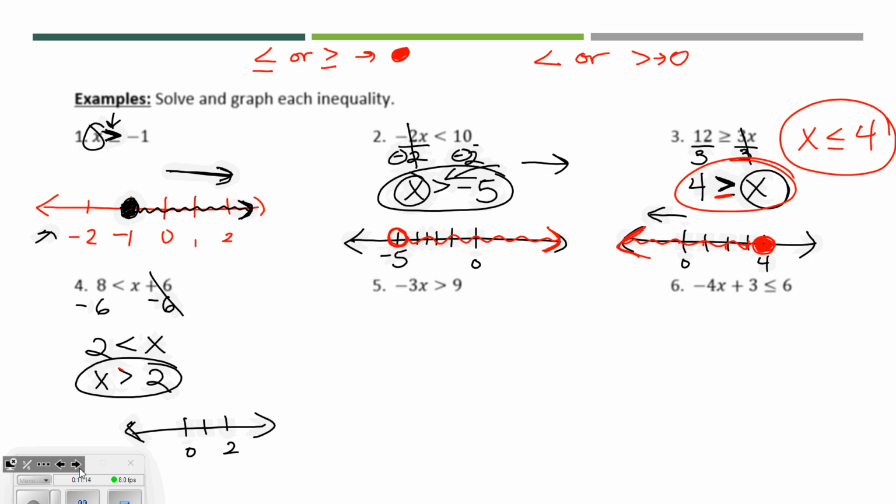Now I can use my little trick I taught you. Because the variable's on the left-hand side, I can shade the way the arrow is pointing. So I'm going to shade to the right. 2 gets an open circle because there's no like or equal to part. So this is what my graph would look like.